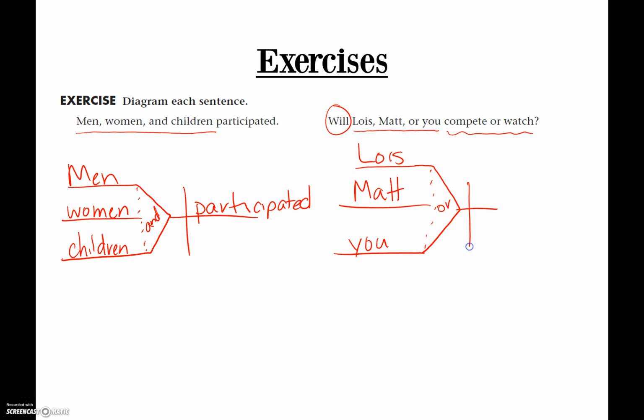And on the right side, we need to leave a little bit of space because we have to get will capitalized, our helping verb, and then the 2 things that may be happening, the compete and the watch. Don't forget that dotted line with our conjunction or.